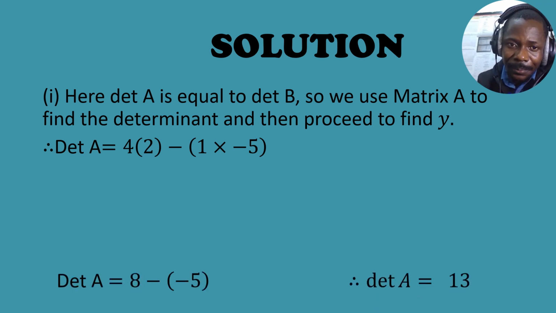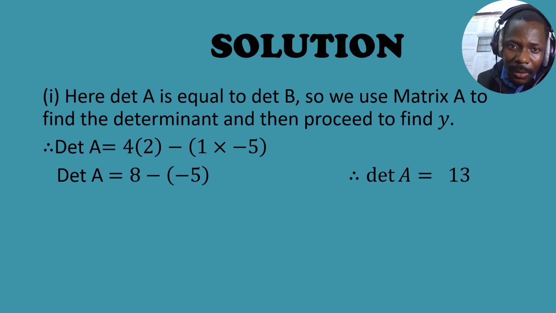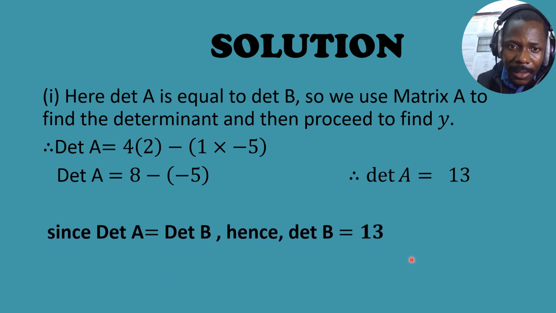So let's proceed. Therefore, det A is going to give us 8. Now, this negative there, multiply by the negative in the brackets. So this negative multiplied by that negative, we're going to have a positive there. So in short, we're going to have 8, 4 by 2 is 8, and then negative multiplying negative, which is going to result in a positive. Therefore, the determinant for matrix A, which is also the determinant for matrix B, is now going to give us 13 there. So hence det A is equal to det B, hence the determinant of B is going to give us 13 there. That's great.